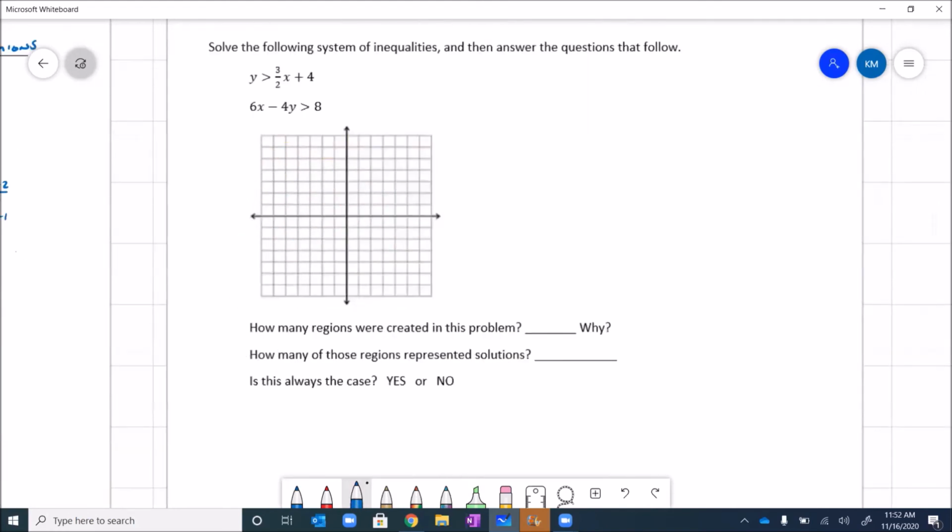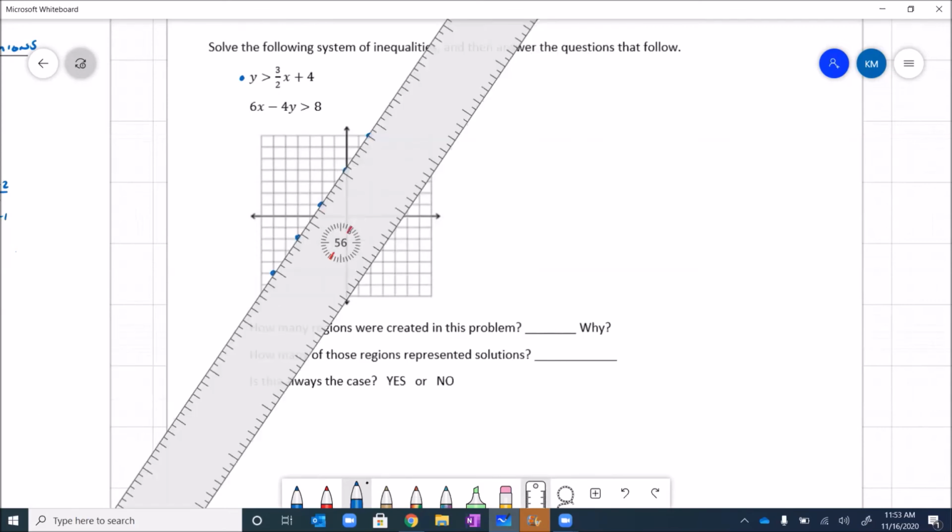So it says, solve the following system of inequalities and then answer the questions that follow. We have y is greater than 3 halves x plus 4. Okay. Up 3 over 2, down 3 over 2. Okay, and that should be a dotted line. Dot, dot, dot, dot. Okay. And we would shade above. Okay, so really sparse shade above.